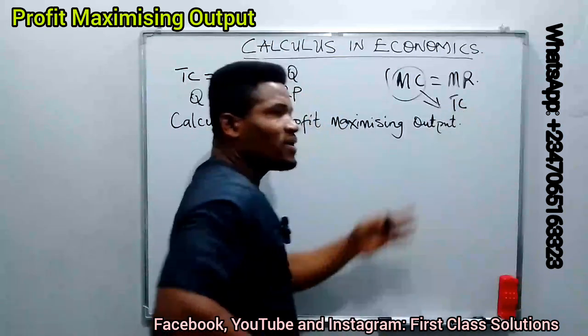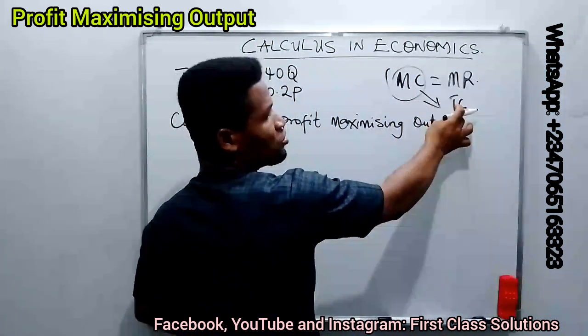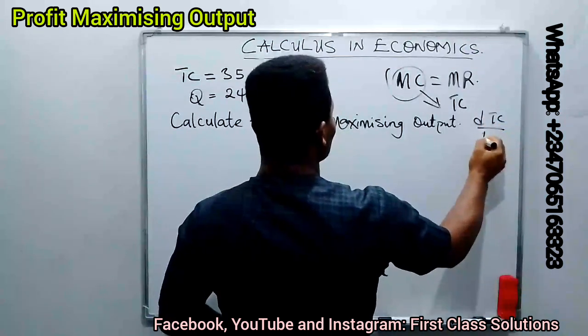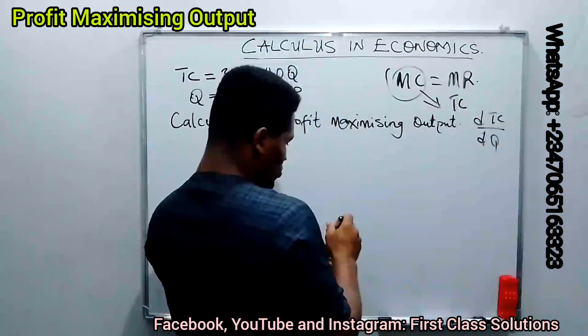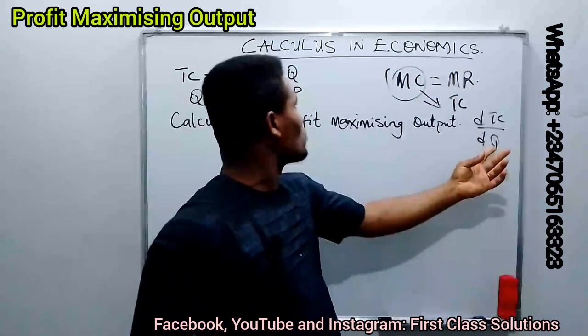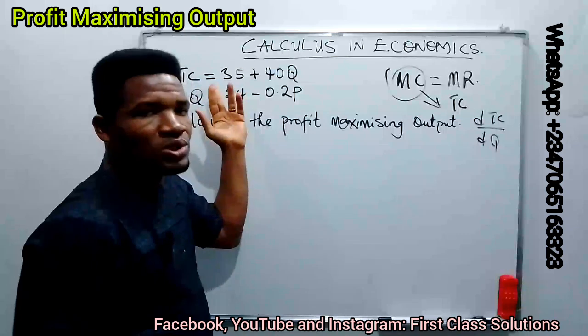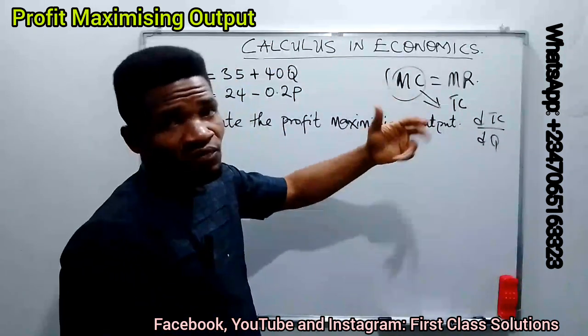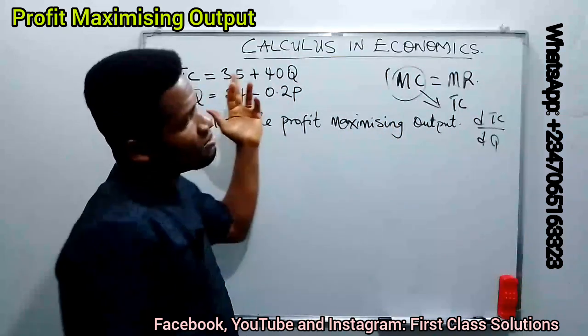You understand? And in this case, to get your marginal cost from your total cost, you have to take the first derivative of your total cost with respect to quantity. So in this case, to get our marginal cost, we need to differentiate our total cost. And here is our total cost function. That means that to get the marginal cost, which is part of what we need to get first, is to take the first derivative of this.